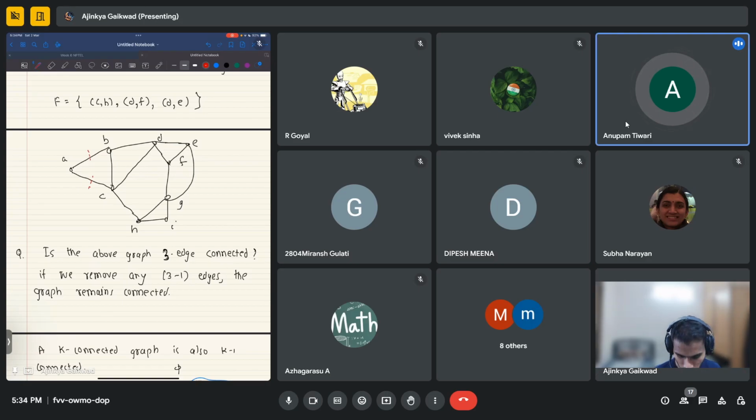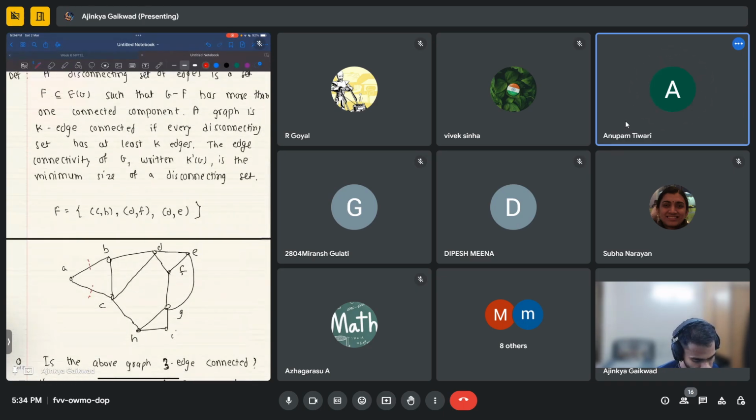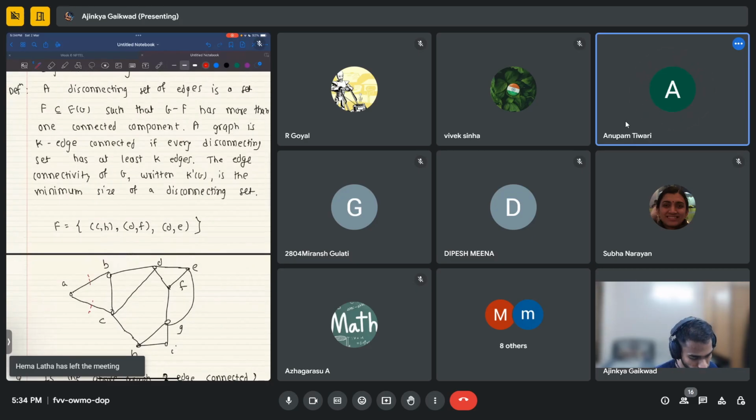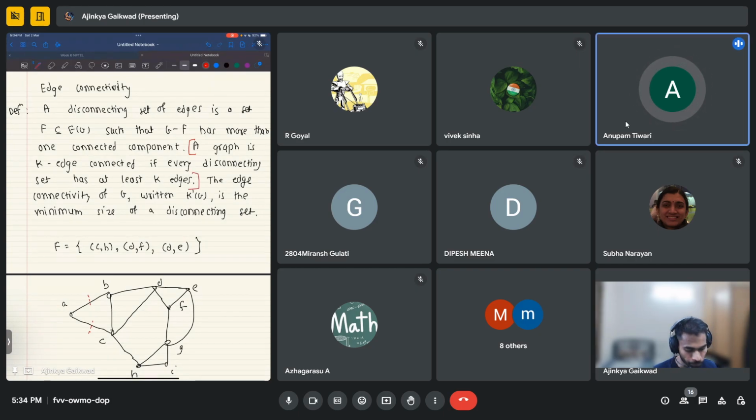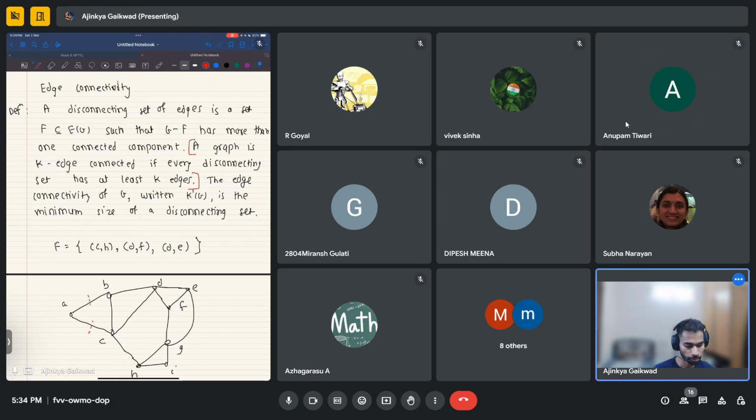Where in the definition we have written that if it is three edge connected, then we remove three minus one edges? This is a consequence. The definition is this. In this definition, k minus one is not written. But this is what it means, so let me say what the definition is saying.